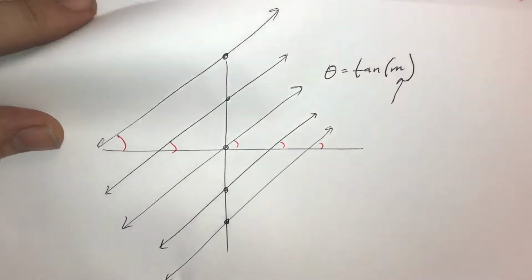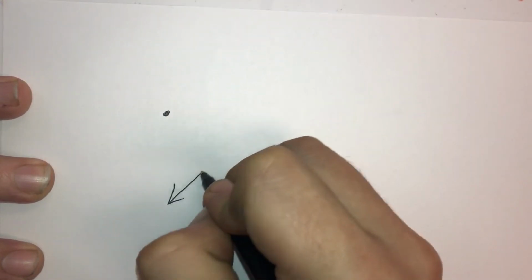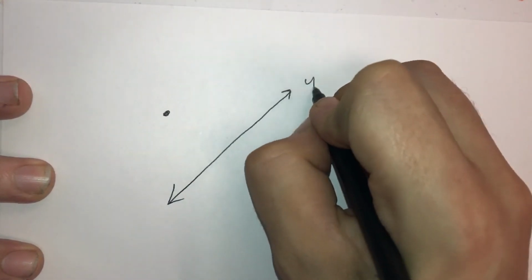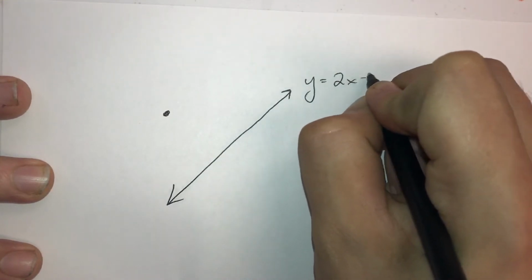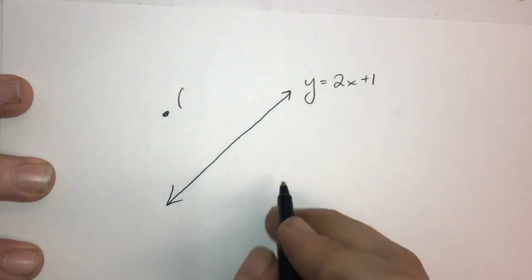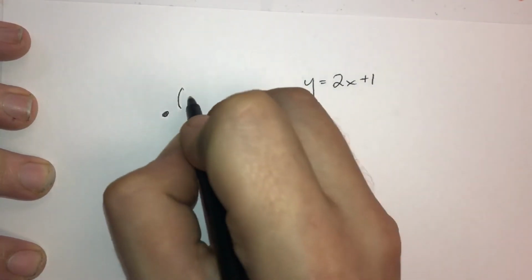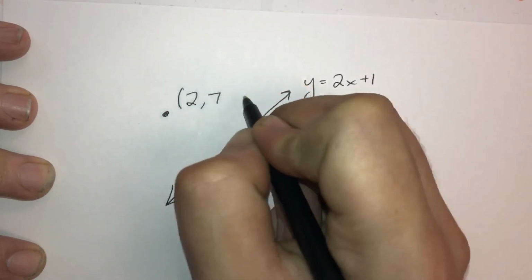So now that we've established that the parallel postulate is true, that indeed there is a parallel line for any other line, let's demonstrate with an example. So suppose we have y equals 2x plus 1, my favorite line, and suppose this is the point (2, 7).